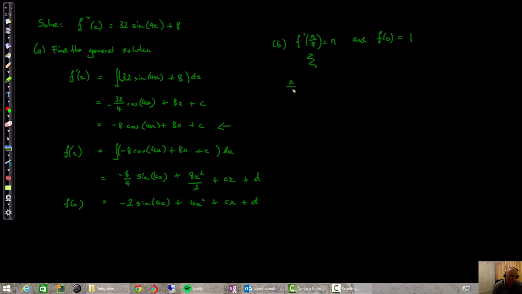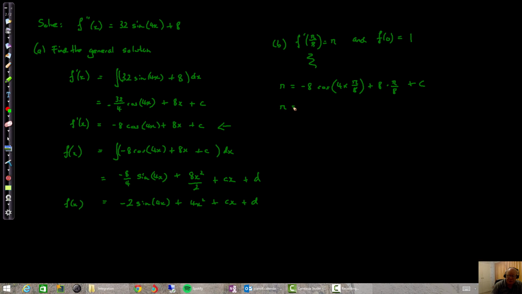So pi over 8 is equal to, why pi over 8 in front? Because our first derivative is equal to this. So when I substitute, oh sorry, that is a mistake. When I substitute pi over 8 into the first derivative, it equals pi. So that should be pi equals this. So pi equals negative 8 cosine 4 times pi over 8 plus 8 times pi over 8 plus c.